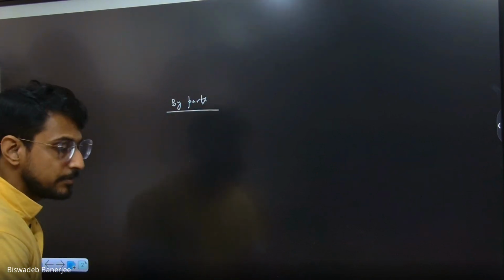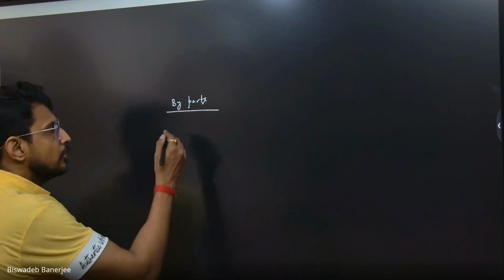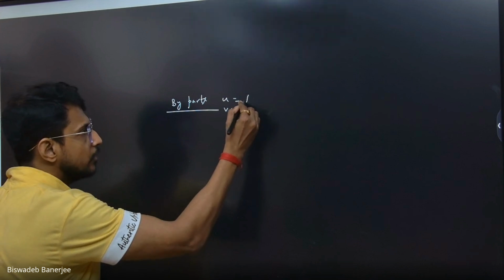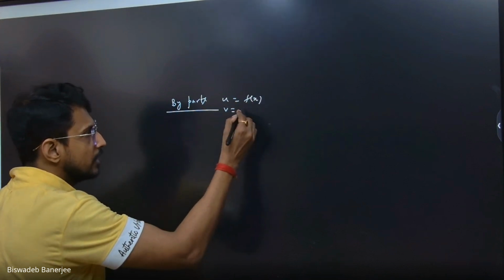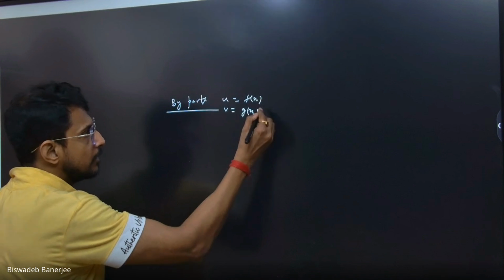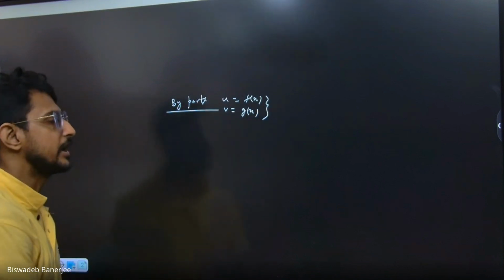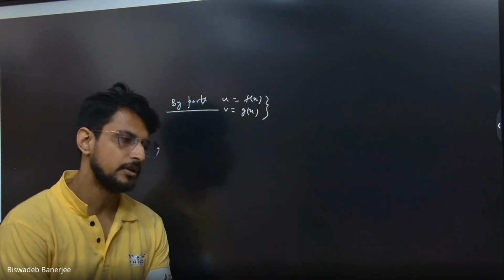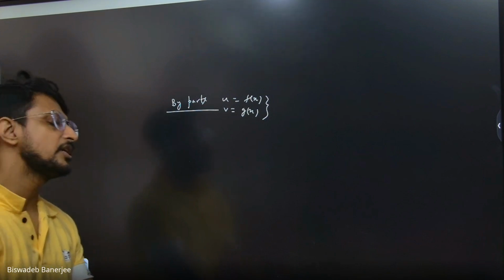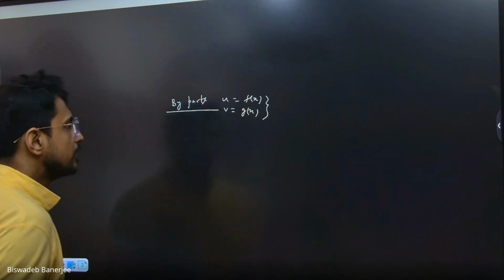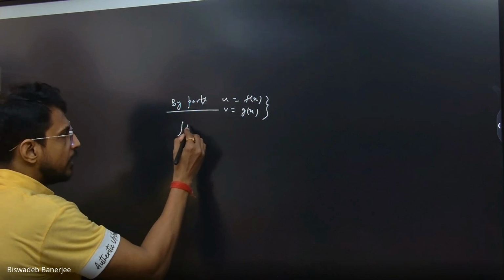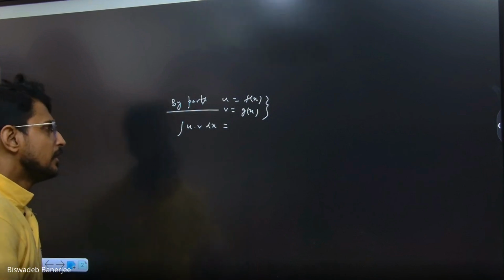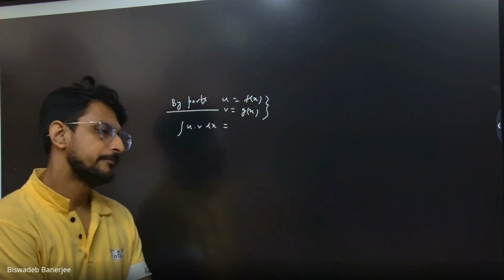So what is the bypass method? Suppose we are given a function of x, u equal to some f(x), and v equal to another function of x, g(x). Say u and v are two different functions of x. Then the question is how we can find the integration of u into v. This is called the bypass method.